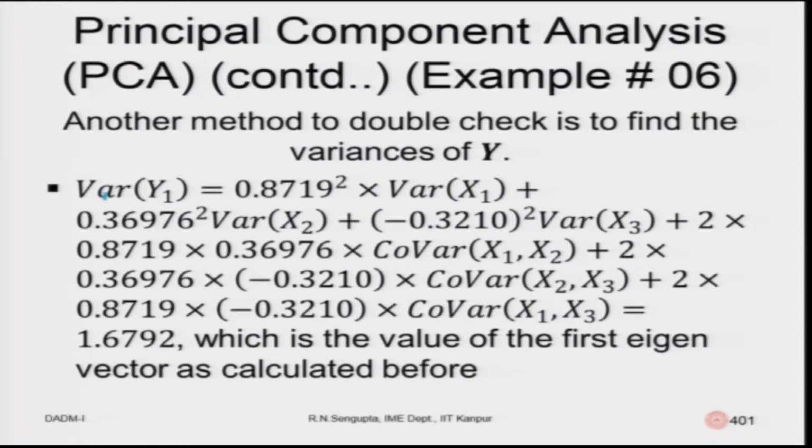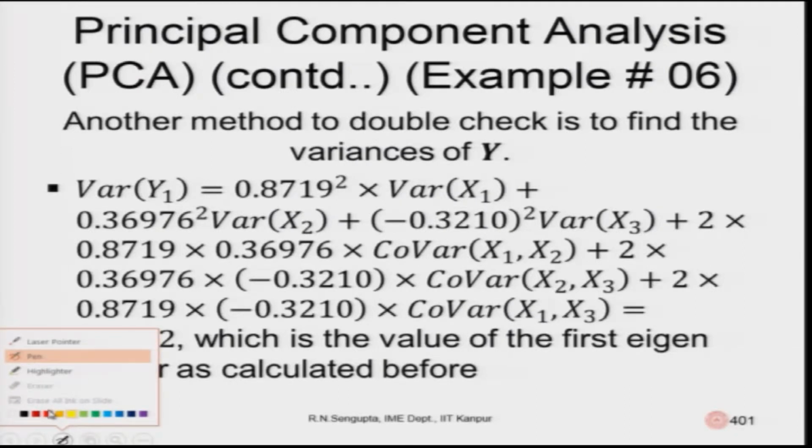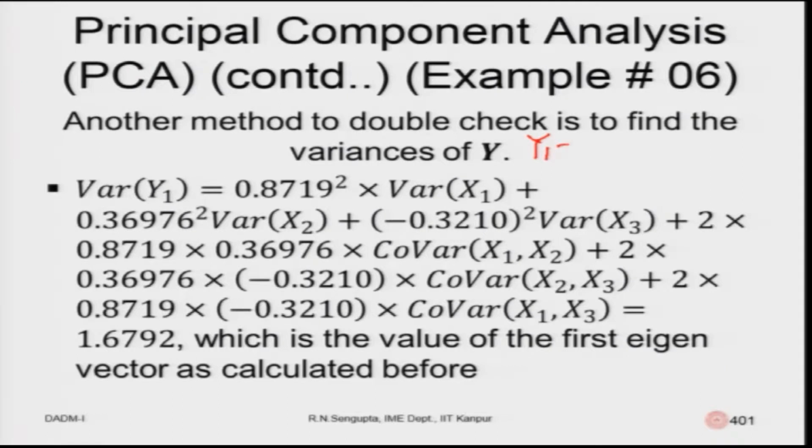So, what was basically y1? y1 was equal to delta 1 1 x1, delta 1 2 x2, delta 1 3 x3. I want to find out the variance of that. So, the variance would be delta 1 1 square, which is here, good, times the variance of x1, which is already known to us from the variance covariance matrix of x, if you remember. Then we go to delta 1 2 whole square, which will be equal to this.